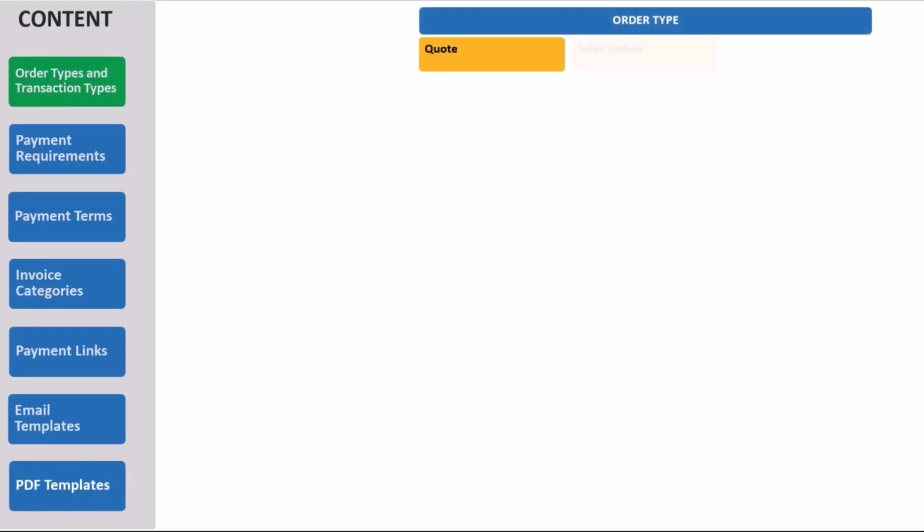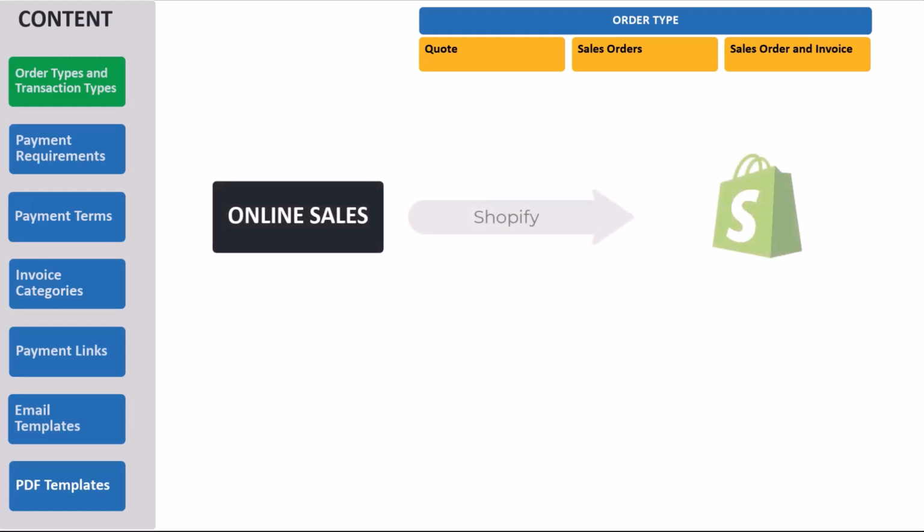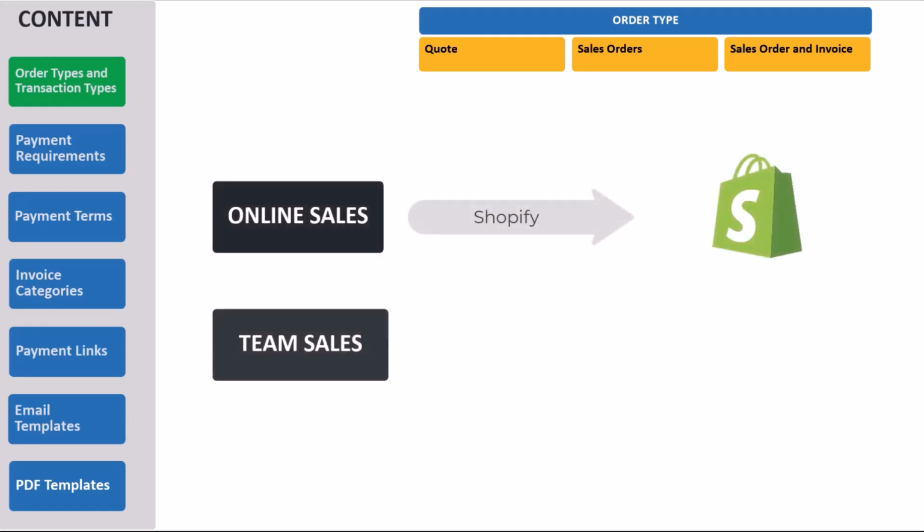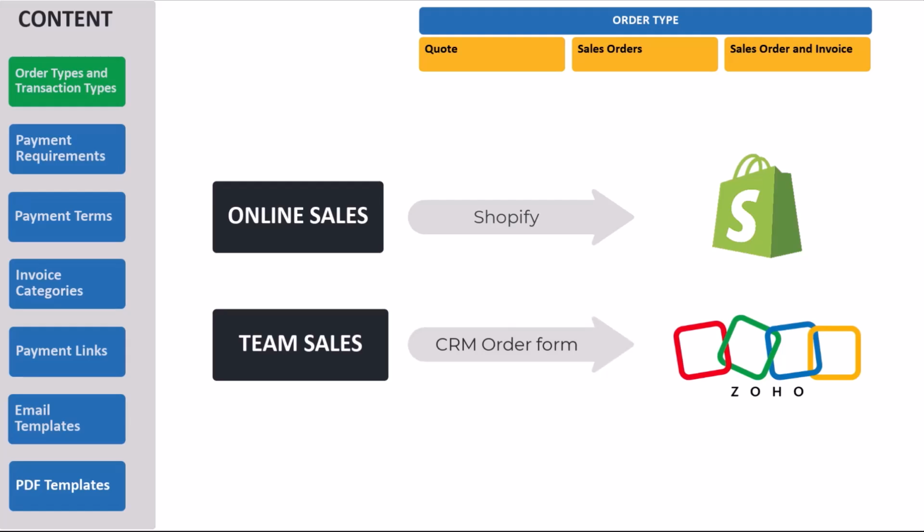Quote, sales order, and sales order and invoice. There are two ways to create new orders: online sales such as Shopify and web portals, and team sales using the CRM order form in Zoho. Online sales can be all of the three.